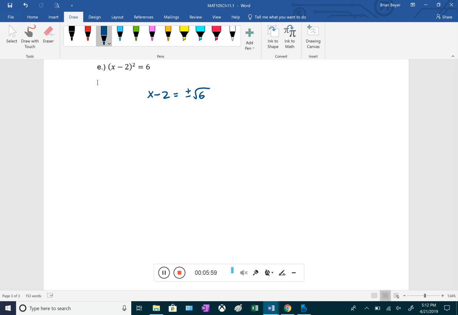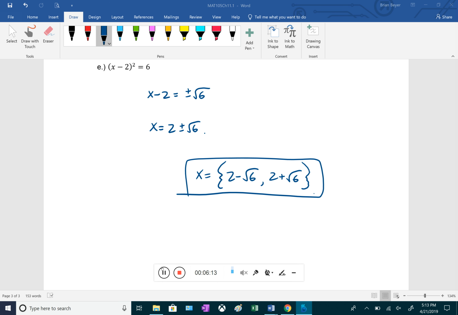Okay, all we have to do now is add 2 to both sides. That gives us 2 plus or minus the square root of 6. And that actually cannot be simplified, so that's going to be the answer. So we get 2 minus radical 6 and 2 plus radical 6. So you can just leave it like that, or sometimes you might want to plug it in the calculator to get a decimal answer. But that is it for section 11.1.